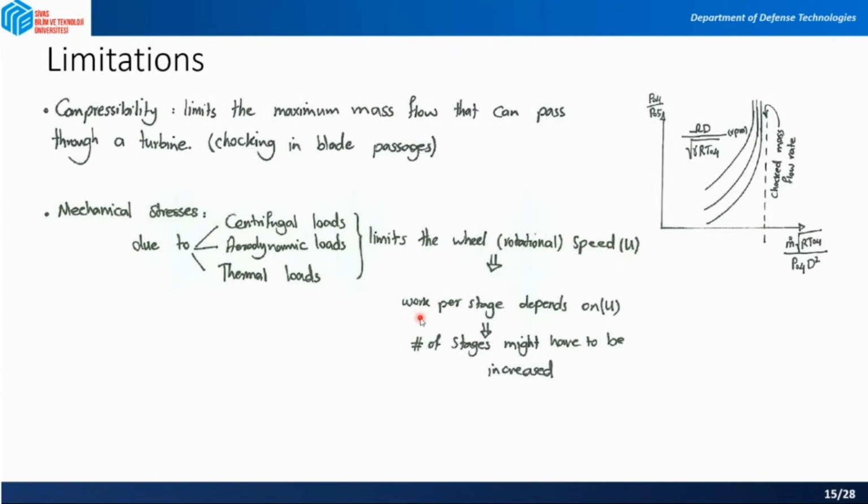and then your work per stage depends on u, then the number of stages must have to be increased in this way. So if I ask you how it relates to the number of stages, you can say that the work per stage is changing because of these limitations. You have to decrease this. So the work per stage is decreasing. Then you have to increase the number of stages so that you get the same amount of work for your turbine.